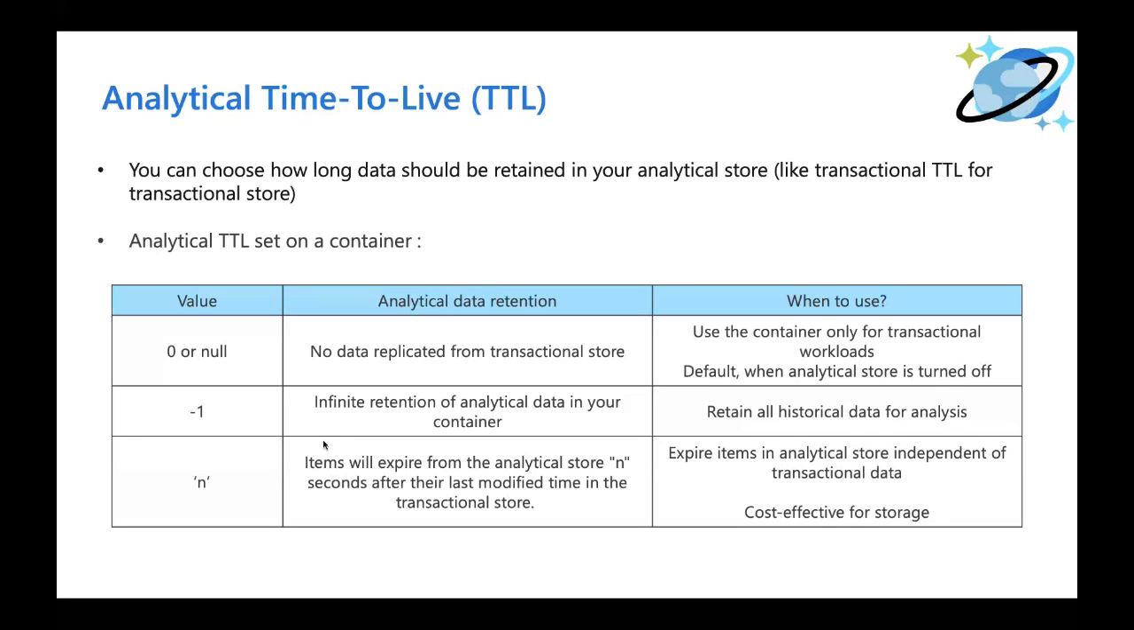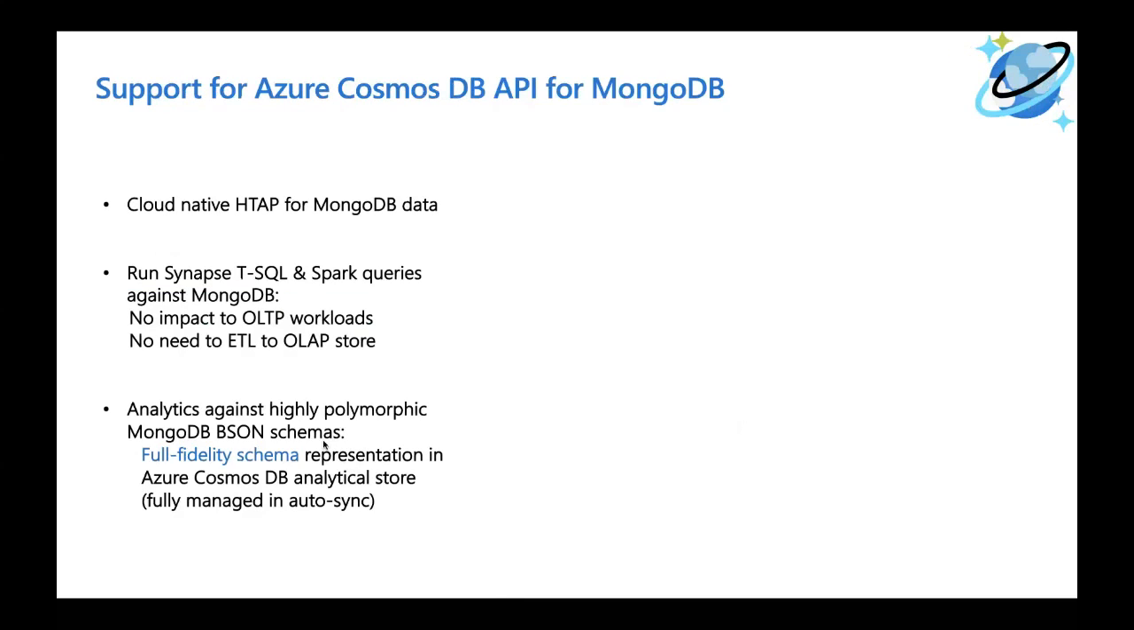Now, I just told you that it is supported for the core SQL API as well as the MongoDB API. There is not a lot of difference in terms of how it is supported. It's the same thing, right? Essentially, you can now run your Spark queries and Synapse SQL queries for all the transactional data within your MongoDB containers, within Cosmos DB.